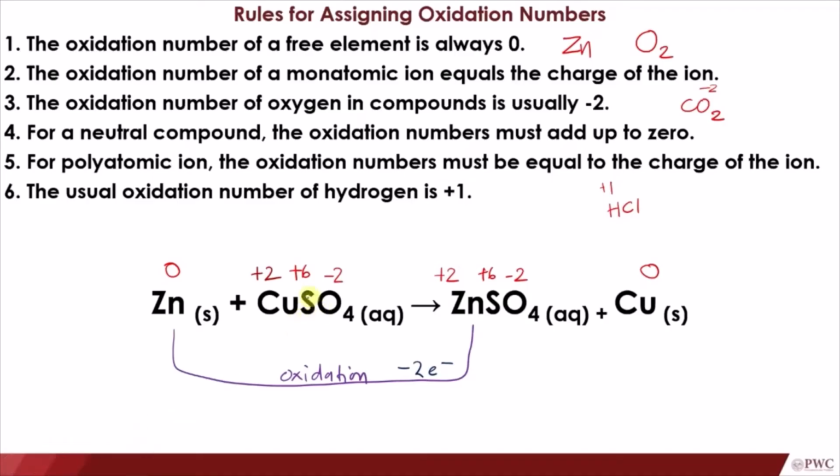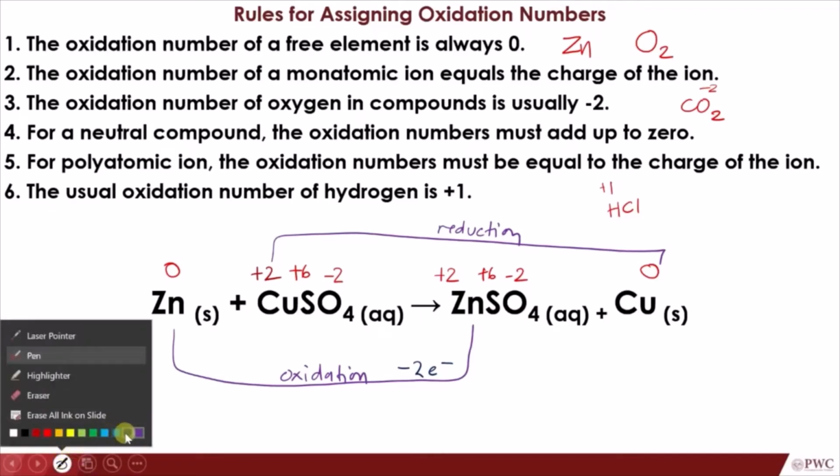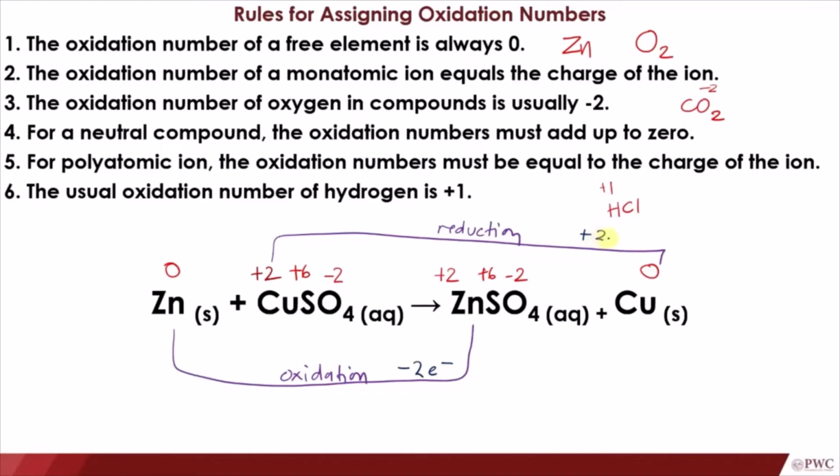Next, let's examine other elements here. Copper, that is from +2 to 0. So it decreased, right? So this one is the reduction reaction. Here, we say that copper has been reduced, from +2 to 0. Its oxidation number is reduced because it has gained electrons. It becomes less positive, meaning it gained electrons. From +2 to 0, it means it has gained 2 electrons. Let me write that down, gained 2 electrons.